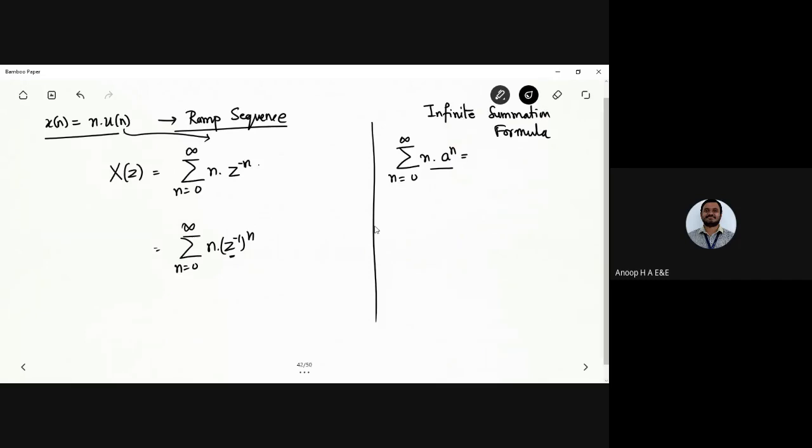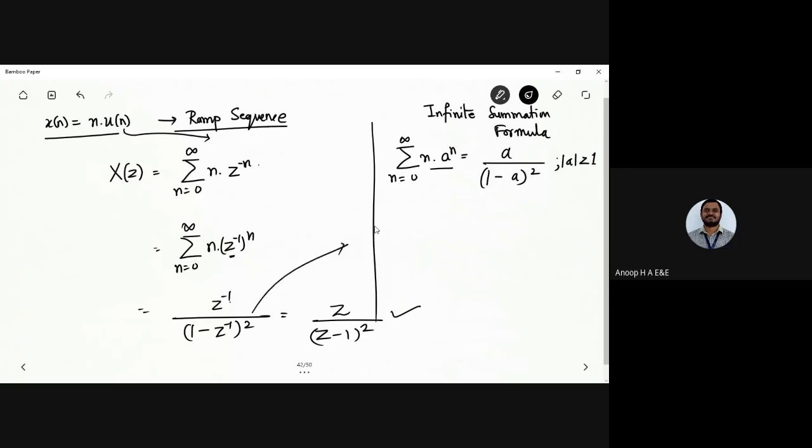So in place of a, it is z power minus 1, that is a divided by 1 minus a the whole squared, for mod a less than 1. So I can have z power minus 1 divided by 1 minus z power minus 1 the whole squared. Is it verified? If I change it like this, 1 by z divided by 1 minus 1 by z the whole squared, on simplification you will get z divided by z minus 1 the whole squared.